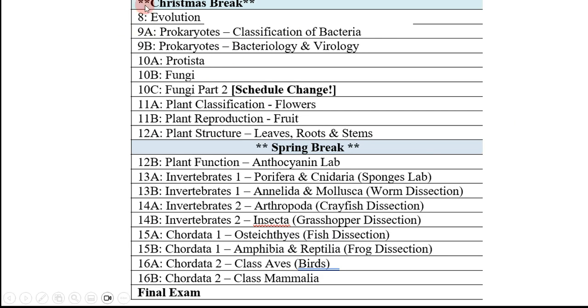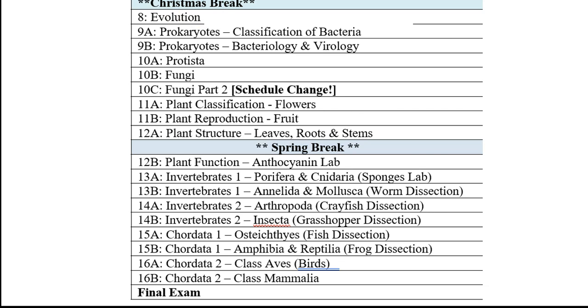Notice here in Module 8, we'll only be spending 1 week on it. There's not really a lab or anything. We'll talk about the theory of evolution and how we can deal with that as Christians. And we don't ignore it. We don't have to ignore it. I'm not afraid of it. We can talk about it in a scientific manner, and it'll all work out great.